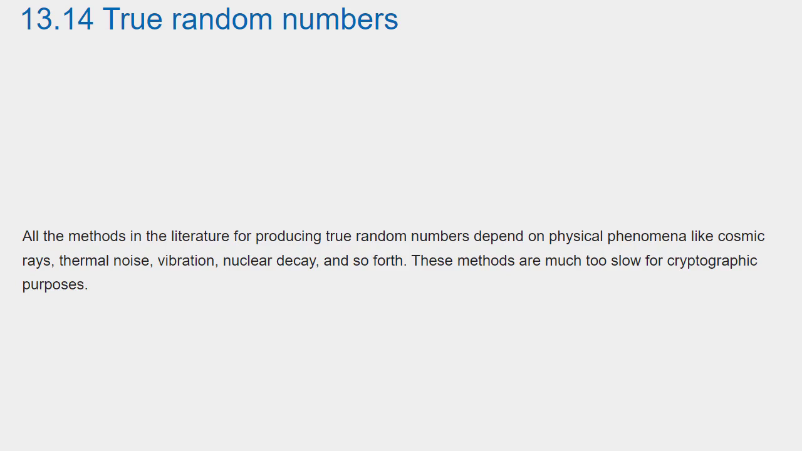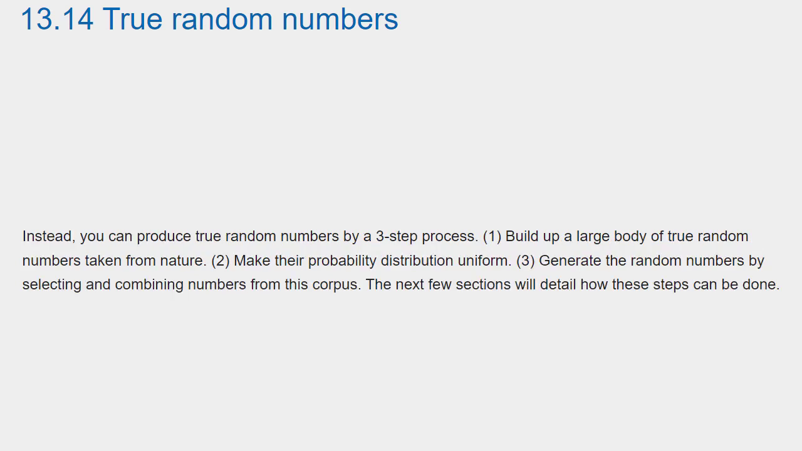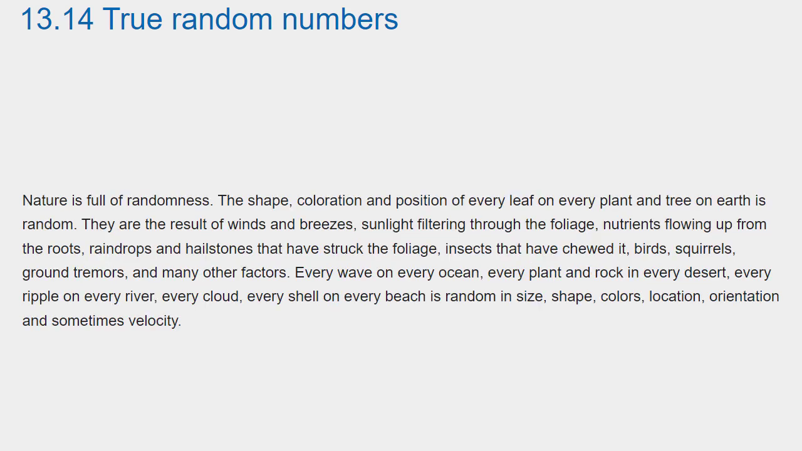All the methods in the literature for producing true random numbers depend on physical phenomena like cosmic rays, thermal noise, vibration, nuclear decay, and so forth. These methods are much too slow for cryptographic purposes. Instead, you can produce true random numbers by a three-step process. 1. Build up a large body of true random numbers taken from nature. 2. Make their probability distribution uniform. 3. Generate the random numbers by selecting and combining numbers from this corpus. The next few sections will detail how these steps can be done.